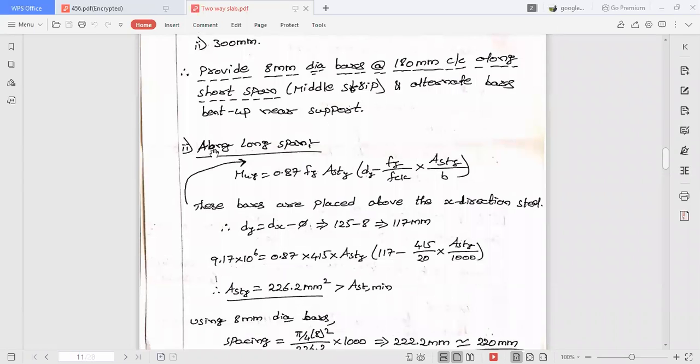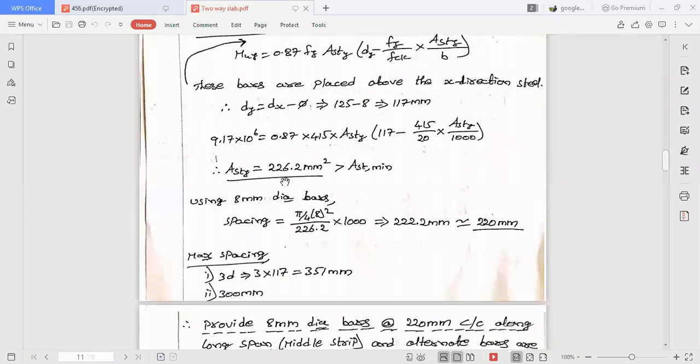Next, reinforcement along long span, same procedure, but I already told you dy, effective depth along short span is different, along long span is different. So after substitution, we got 226 as AST Y, which is also greater than minimum. Minimum is 180. So 180 కంటే ఎక్కువ ఉంది. So we will finalize this as AST Y. In the same way, spacing also calculated, which is 220 mm.